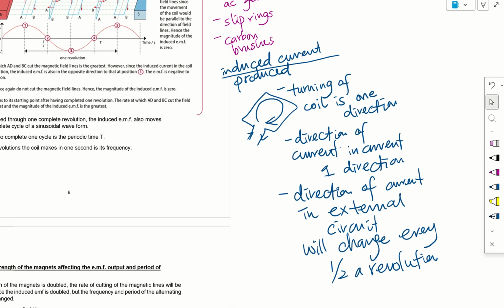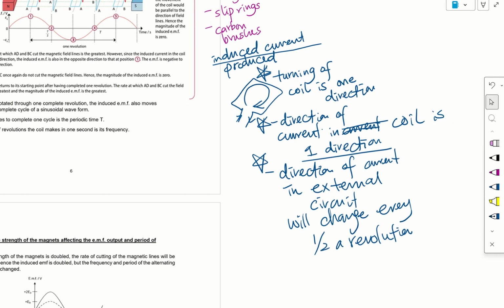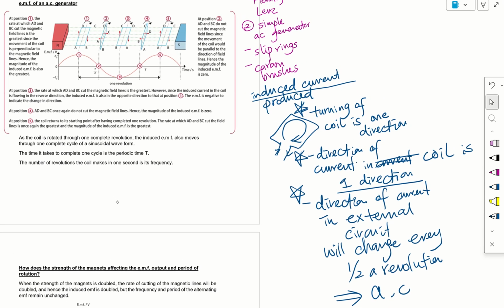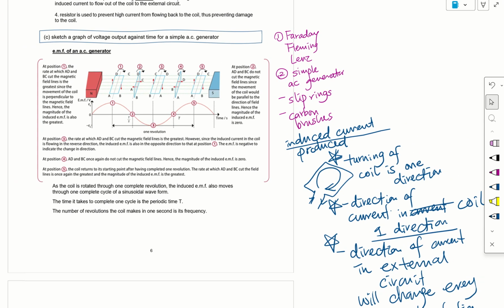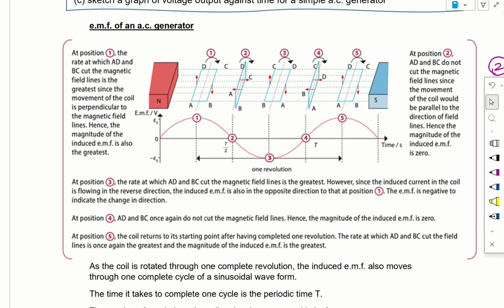So this is important. The turning of the coil, we keep it consistent in one direction, so the direction of current in the coil is in one direction, but the direction of current in the external circuit will change every half a revolution, and this brings about the alternating current, AC current. So besides the direction change, there will also be a magnitude change. Let's see how this happens.